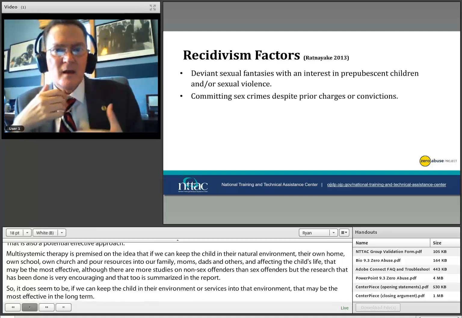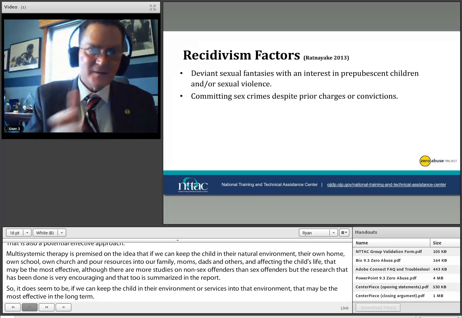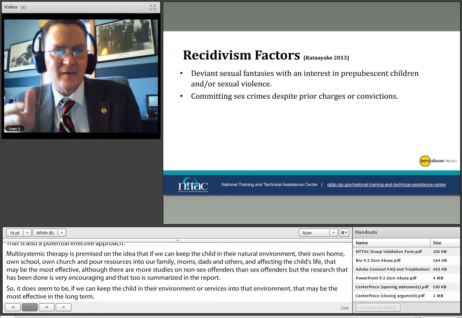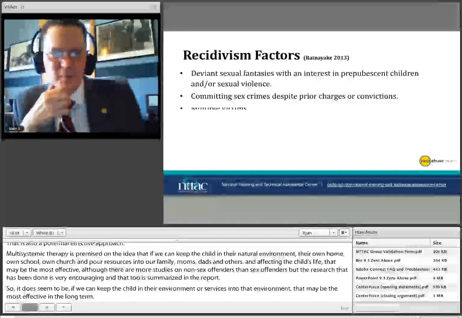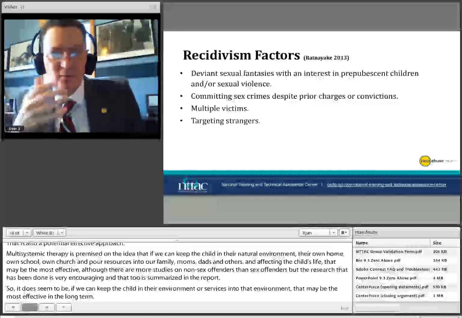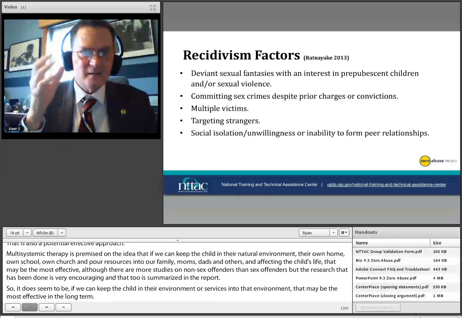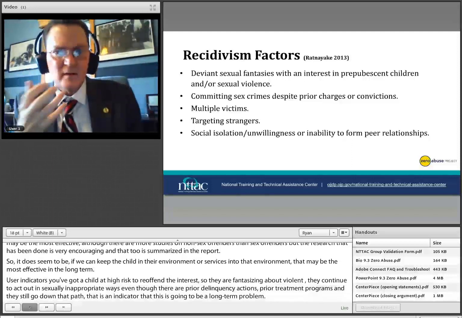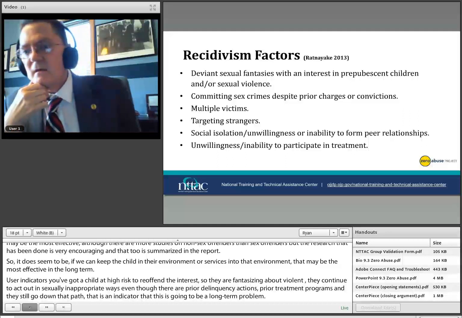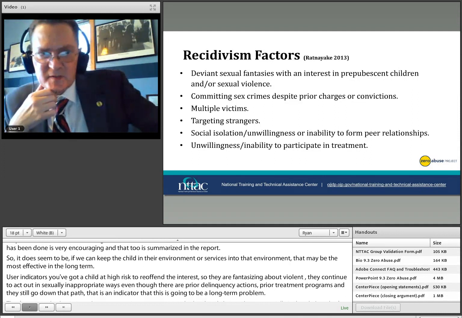Multisystemic therapy is premised on the idea that if we can keep the child in their natural environment, their own home, their own school, their own church, and pour resources into that family, moms and dads and others intersecting with that child's life, that may be the most effective, although there are more MST studies on non-sex offenders than sex offenders. But the research that has been done is very encouraging, and that too is summarized in the SAMAPI report. So it does seem to be, if we can keep the child in their environment, pour services into that environment, that may be the most effective in the long term.